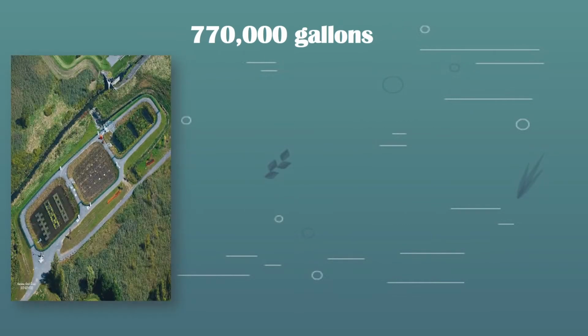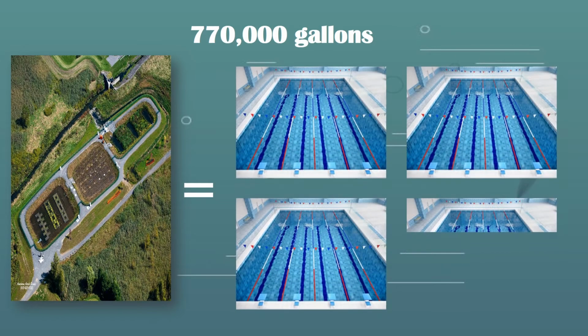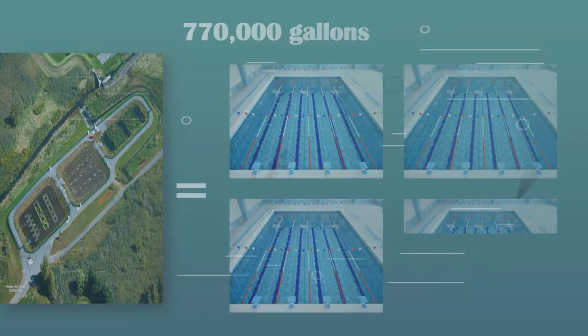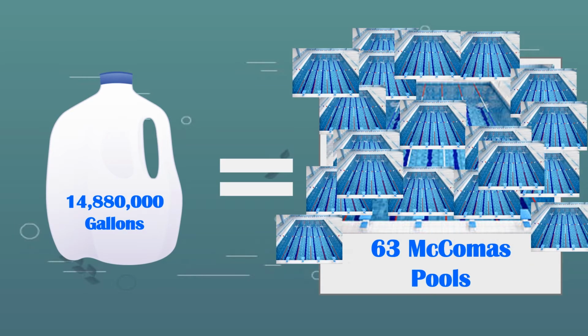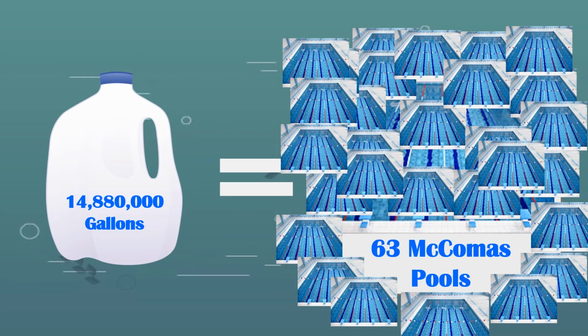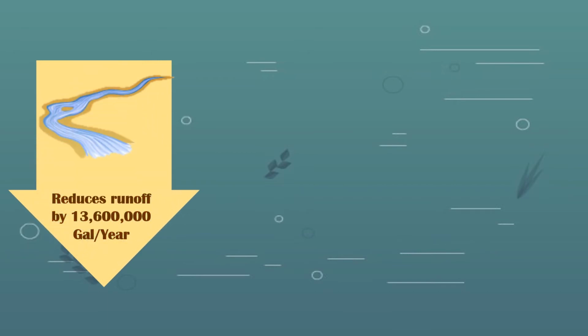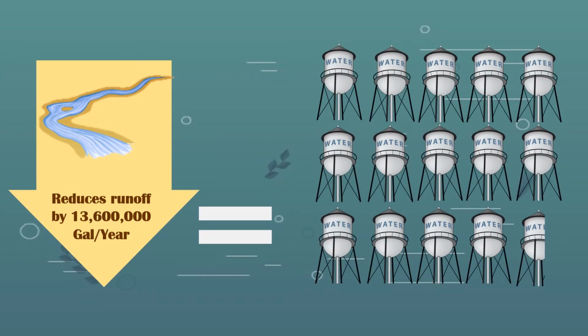This series of constructed wetlands is capable of holding 770,000 gallons of water when full, which is equivalent to 3.25 Nokomis swimming pools. The water capture per year is the equivalent of 63 Nokomis swimming pools. This reduces runoff by the equivalent of 13.6 water towers per year.